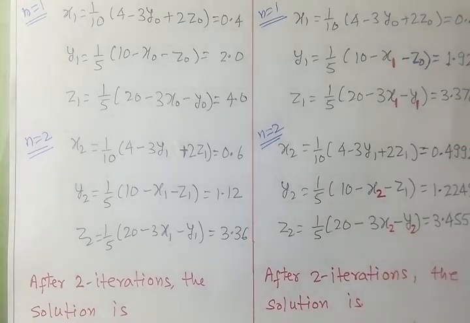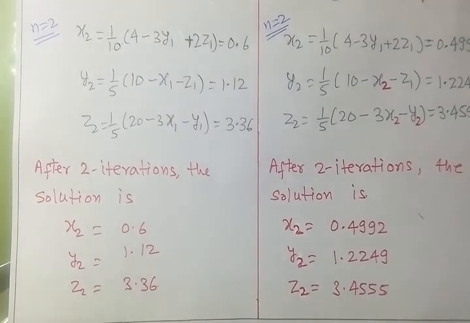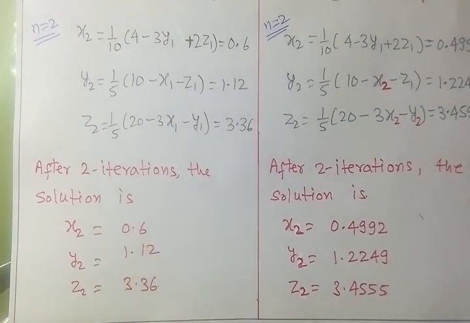So after 2 iterations, by Jacobi's method, we can get the answer like this. By Gauss Seidel method, we can get the answer like this. Gauss Seidel method is more accurate than Jacobi's method. Means the order of error in Gauss Seidel is lesser than the order of error of Jacobi's method.